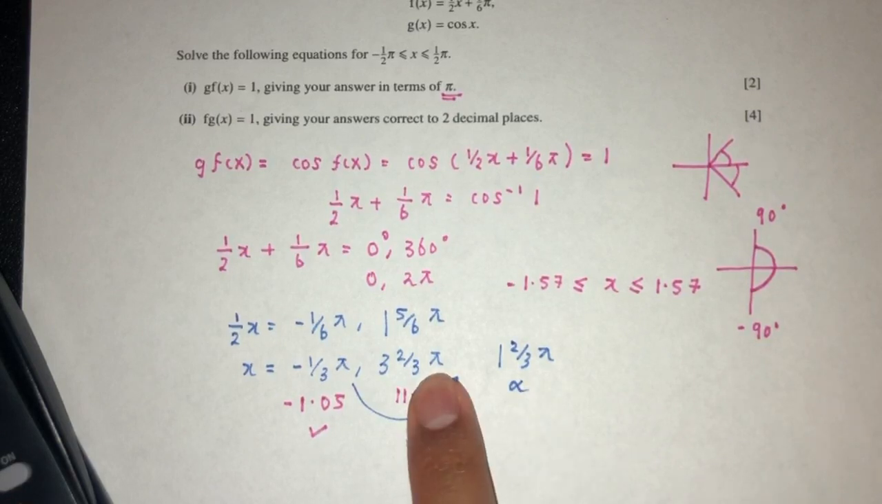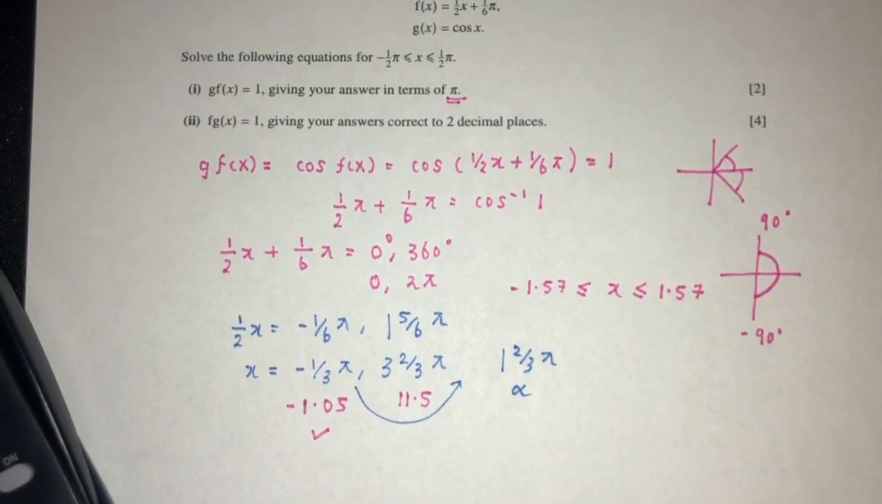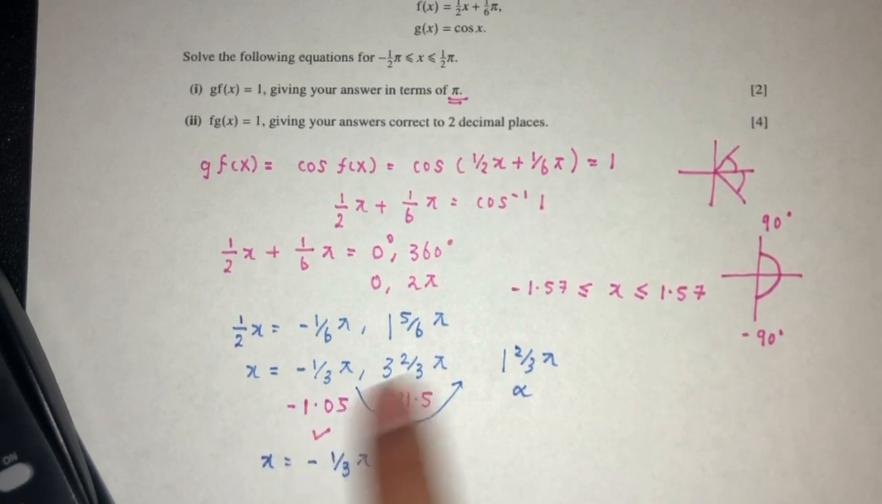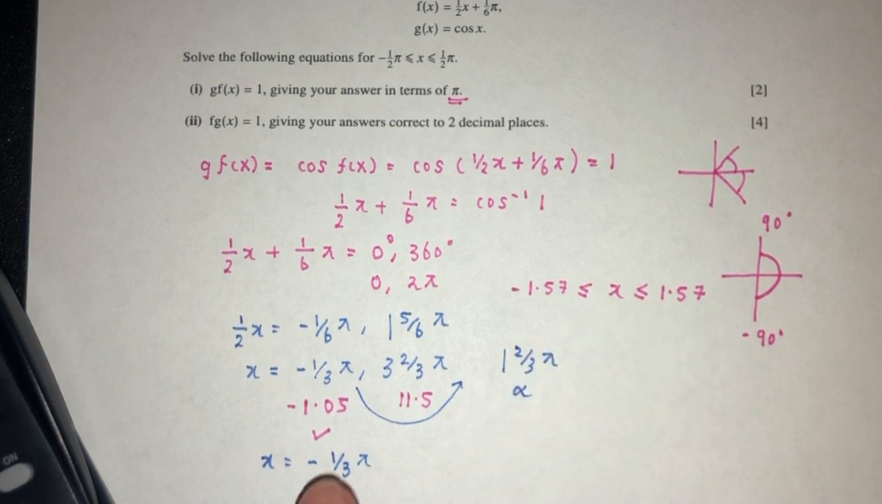Now for this one, we have 5 over 3. Let's try to minus 2 pi. You have this is still too much, so the only value here is this one. So x will be the value of minus 1 over 3 pi. Again, just to explain, the main idea is that after you find your angles, we choose which one falls inside the domain, right? We see only one of them falls inside the domain.